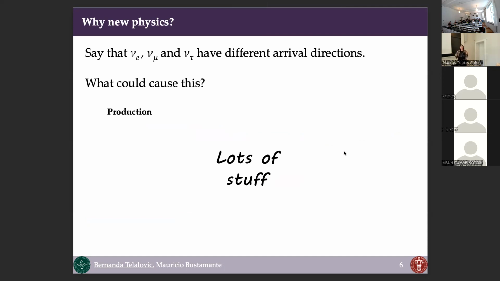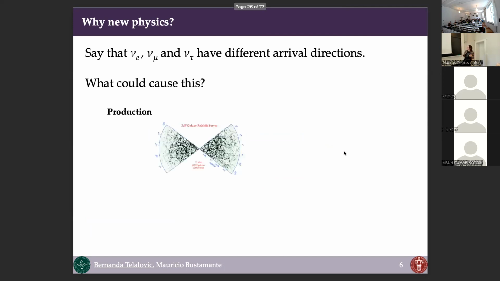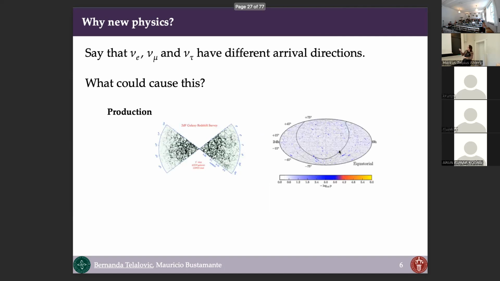We can then move on to what else could cause these anisotropies if we then do see them. And we can propose some sort of production mechanism. We know that the universe is roughly homogeneous and isotropic, but we also know that IceCube does look for point sources, and Damiano talked a bit about this. But even with that, we care here about the flavor ratio.